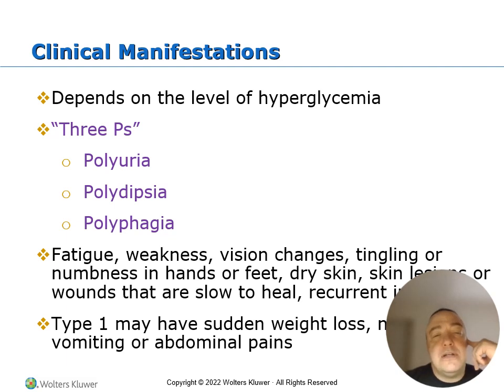So type 1s might have that sudden weight loss because they're not producing that insulin, but they are burning through their energy. And they could have abdominal pains and vomiting.